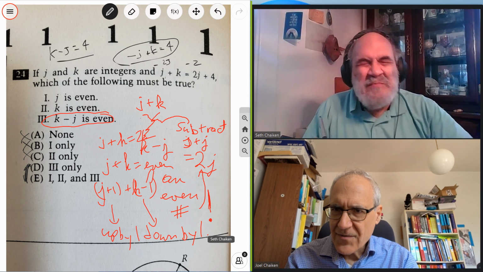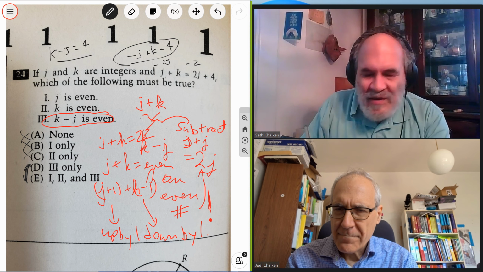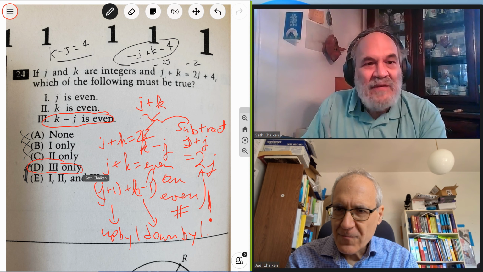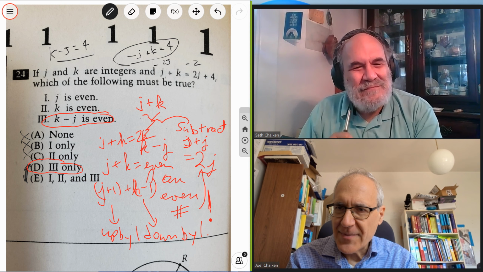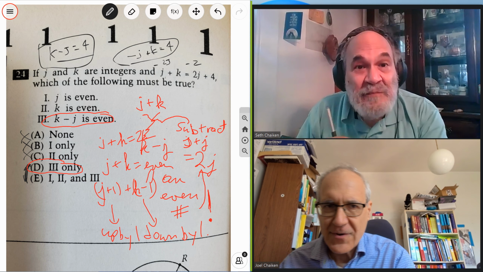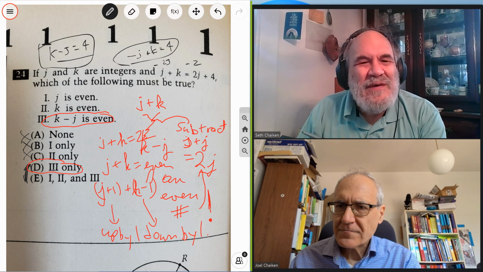J is even. I put the answer on there. But who says that J is even? J and K can be any integer we want, if you have this constraint. They have to add up to 2. Oh, yeah, I guess so.